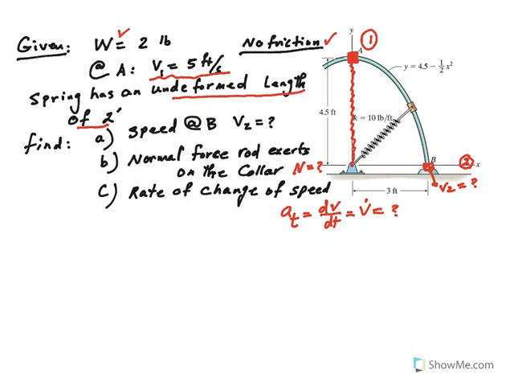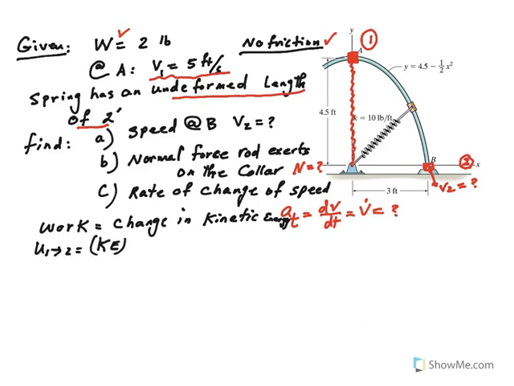But remember, for the first part I'm going to use the work-energy principle. So what is the work-energy principle? It says that work is equal to the change in kinetic energy. Symbolically, that would be U12 equals KE2 minus KE1, or the change in kinetic energy, delta KE. You've seen this in another example, hopefully.